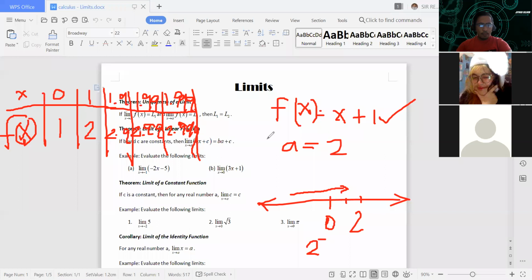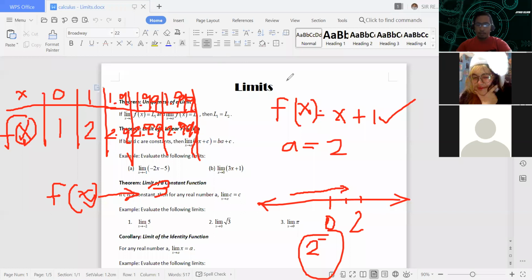So as you observe, as you pick values of x closer to 2 from the left hand side, the value of f of x is getting closer to a certain number. And what is that number? Obviously, as you pick values of x closer to 2 from the left hand side, the value of f of x tends to approach a certain number. In that case, the number that we are referring to is the number 3.